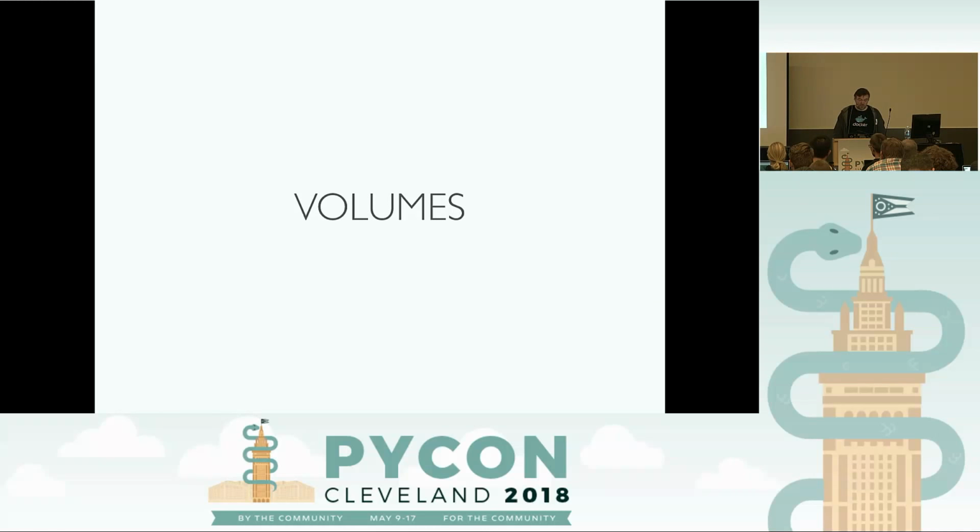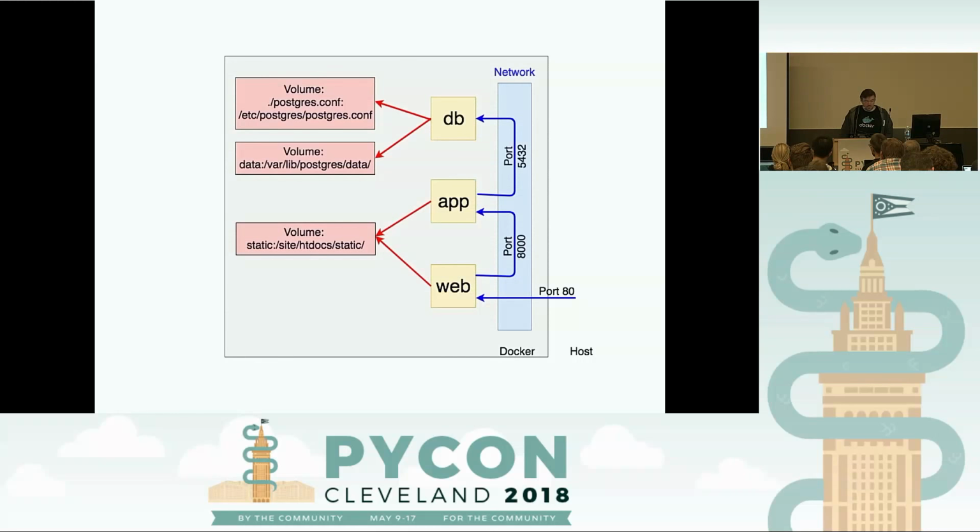So volumes let you share data between services and also between your host machine and a service. Volumes also let you store data and persist data that your application generates or consumes. So taking a look at our diagram right here, the volumes would be the red portion. And in this case, the app and the web service are using a shared volume mount called static. And the database container is using a data volume that's mounting it to /var/lib/postgres/data.